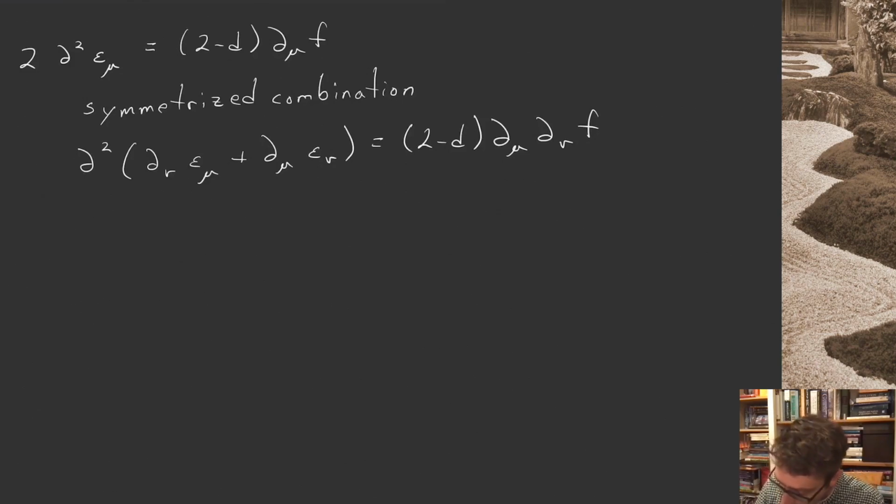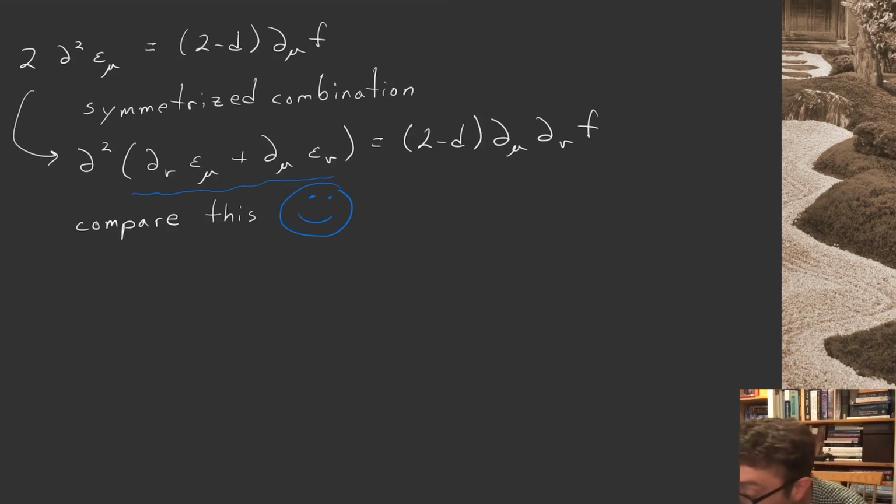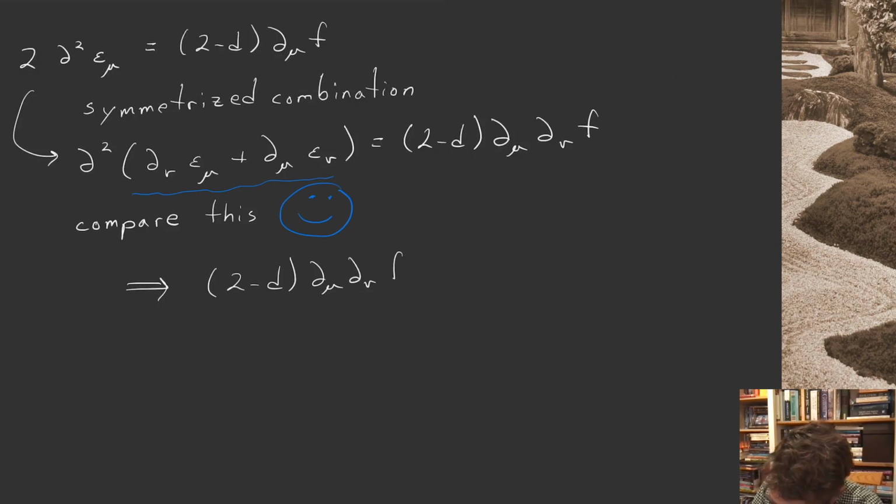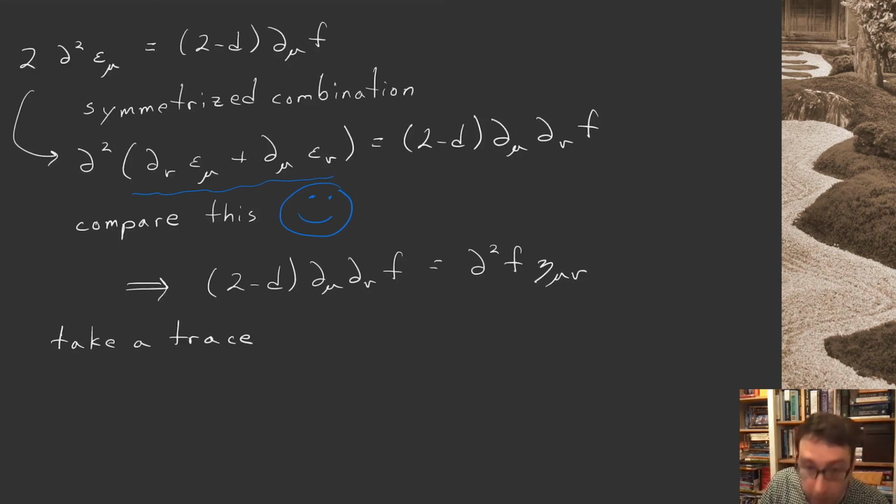And now I want to compare this with our happy face equation. And you notice, what's in the parentheses is what's on one side of our happy face equation. And so we can replace that with f. And what we learn from this is that 2 minus d times d mu d nu f is equal to d squared of f times eta mu nu, the Minkowski tensor. And I'm going to take a trace. We're almost there. Bear with me just 30 more seconds.